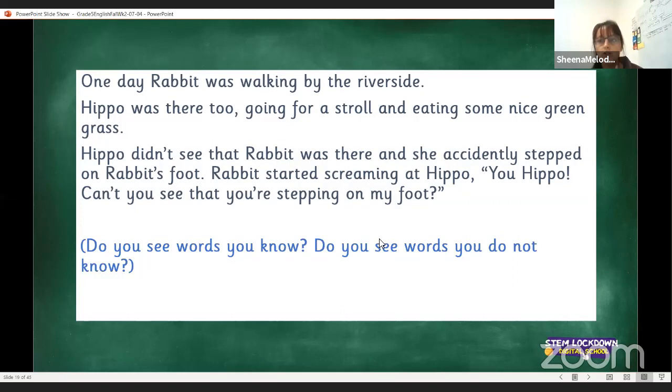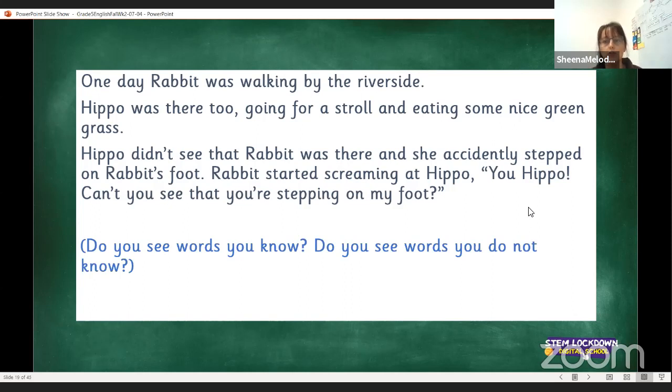Now, do you see words you know? And do you see words that maybe you don't know? Yes. Do you see words that you don't know? Okay. What are they? Okay, stroll. Very good. That is a good one.